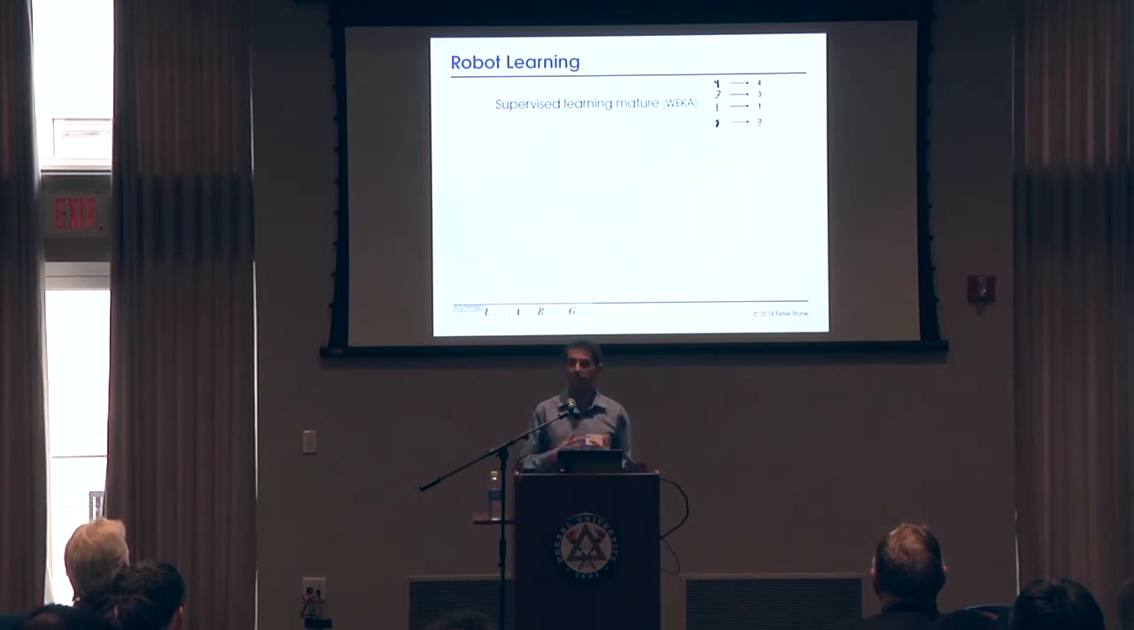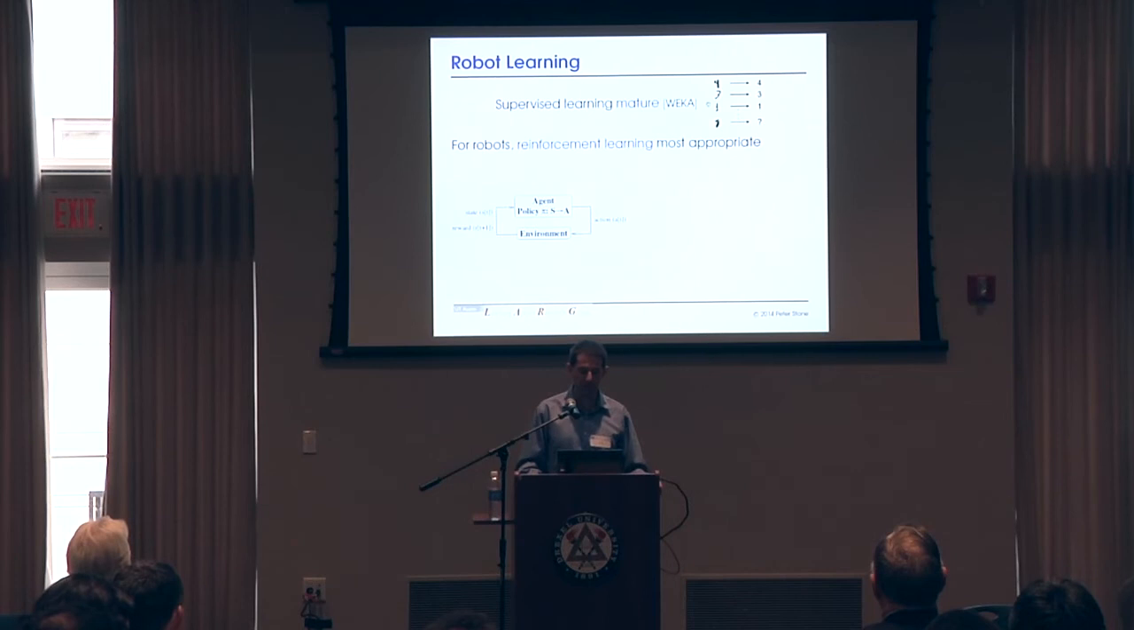This is a fairly mature field. There's toolkits out there. There's one called Weka. You don't have to know anything about the details of the algorithms to be able to do supervised learning. You can just download Weka, input your problem as a set of features, and it'll run the algorithms for you. But for robots, there's a different type of machine learning that's more appropriate, known as reinforcement learning.